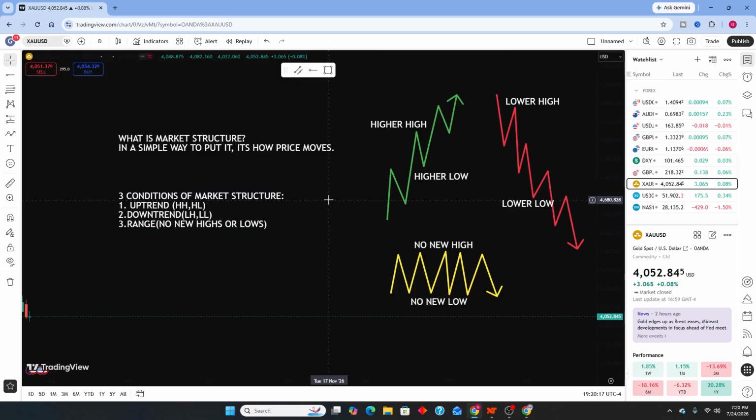They only have 3. The first one is an uptrend. That's when price is making higher highs and higher lows. The second one is a downtrend, when price is making lower highs and lower lows. And the third one is a ranging market, which is when price is not making any new highs or any new lows.